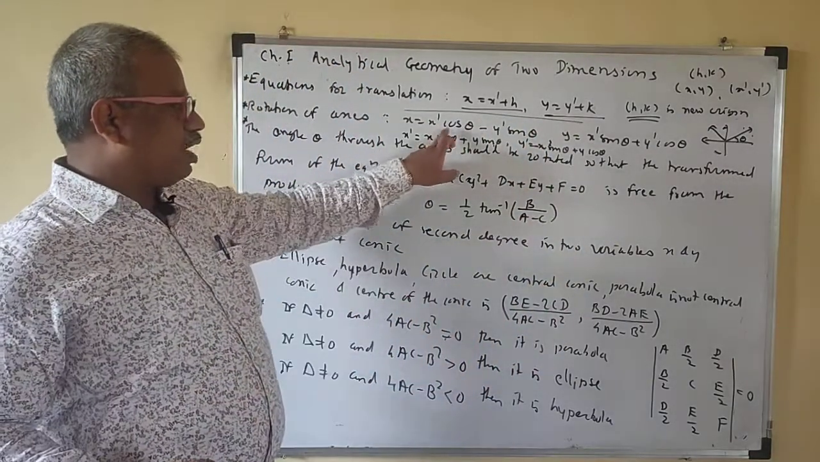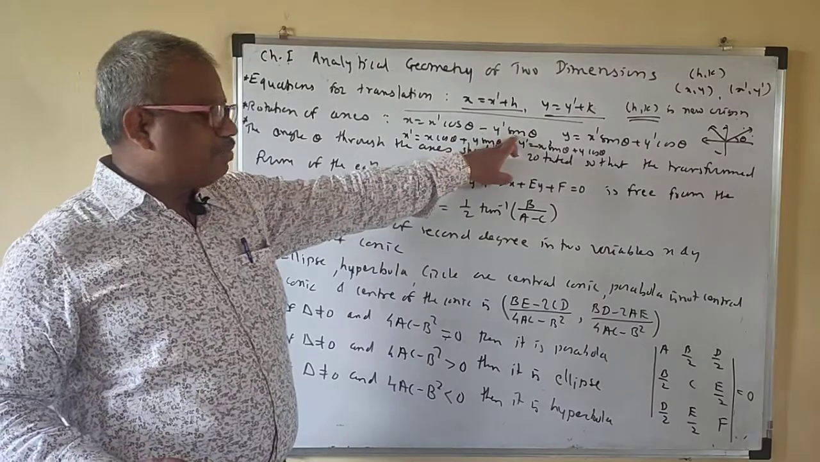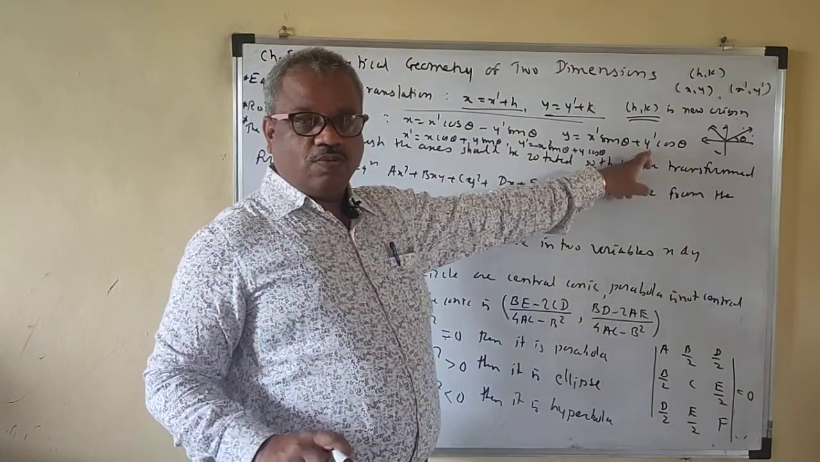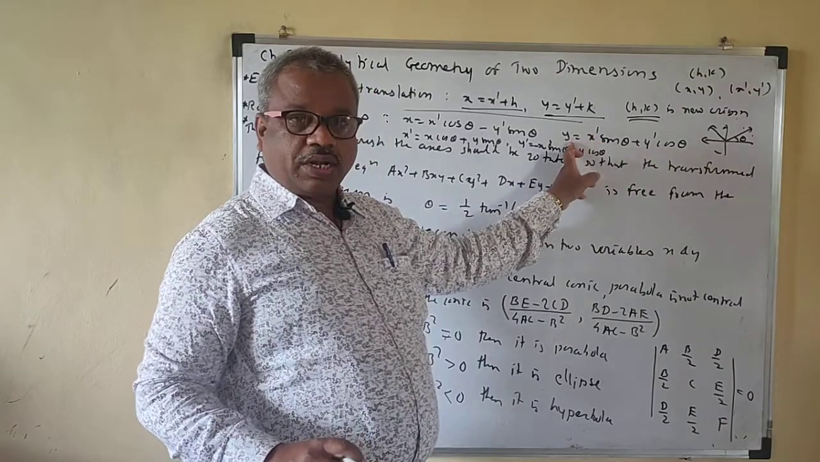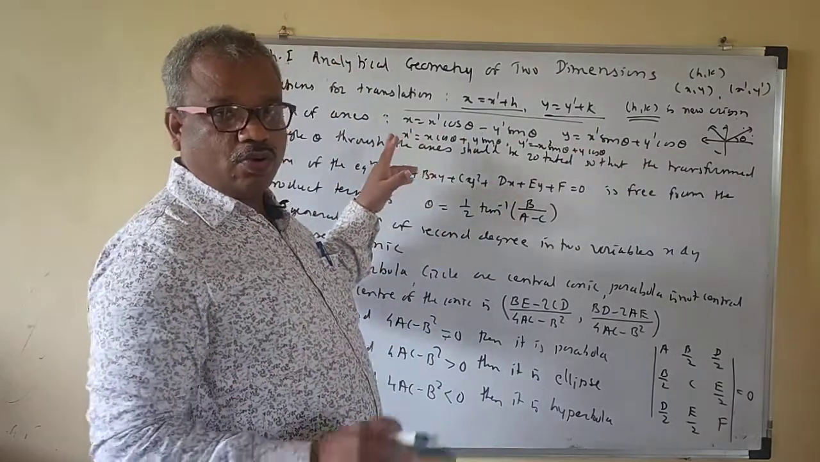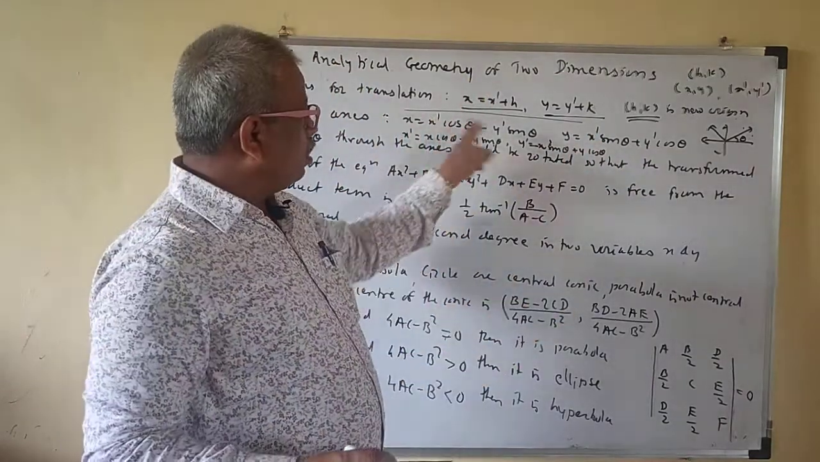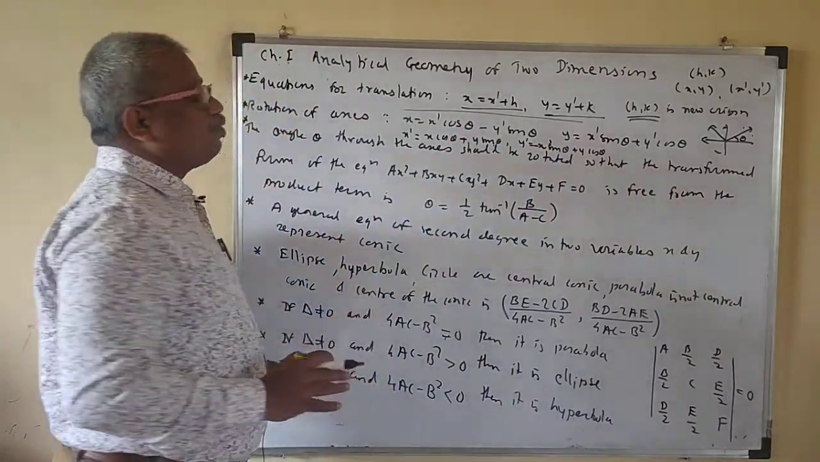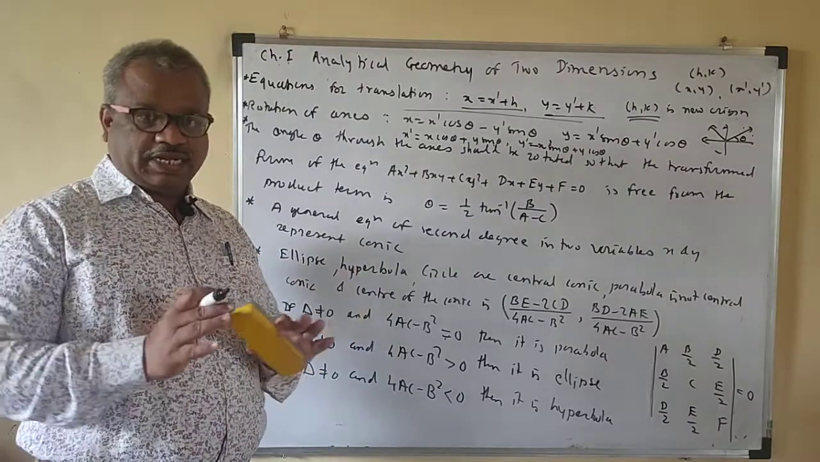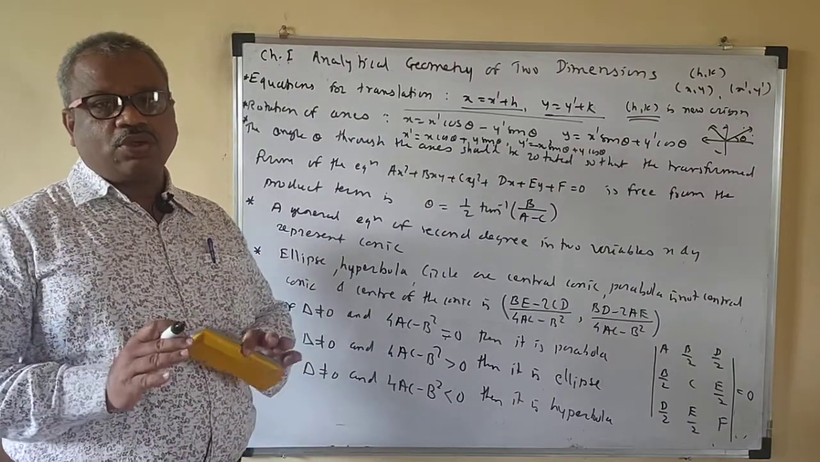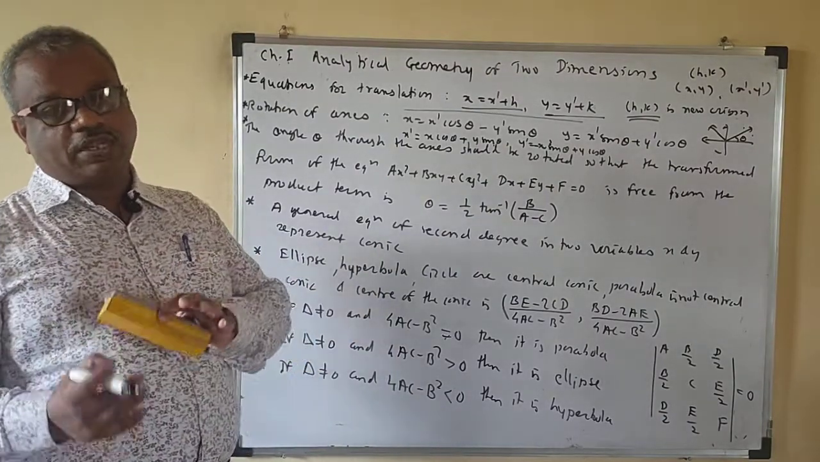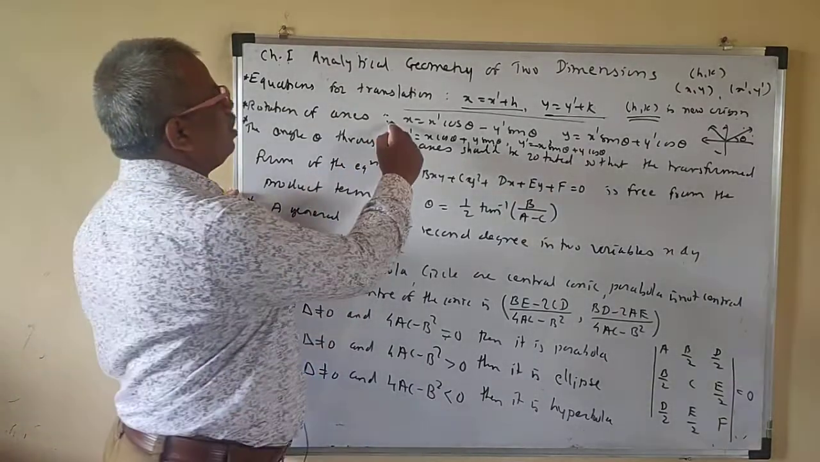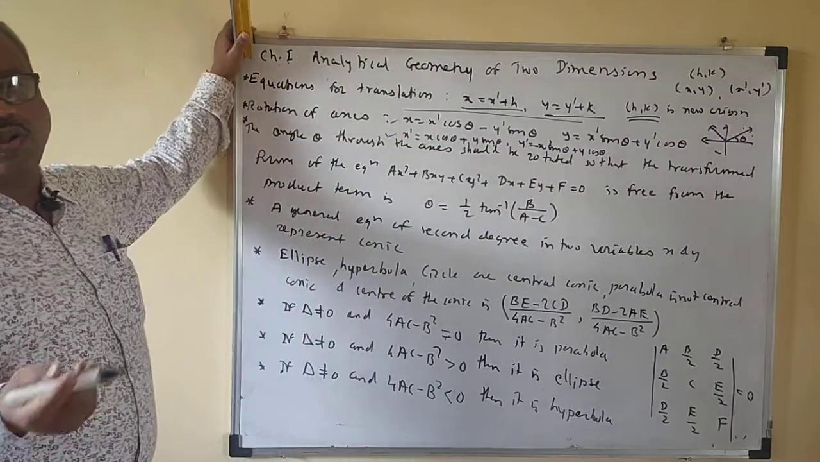So first remember this equation of the rotation. x is equal to x prime cos theta minus y prime sin theta. y is equal to x prime sin theta plus y prime cos theta. This is the old coordinates in terms of the new coordinates. Suppose you are given theta and the old coordinates, and you want to find the new coordinates. Use this formula to find the new coordinates.